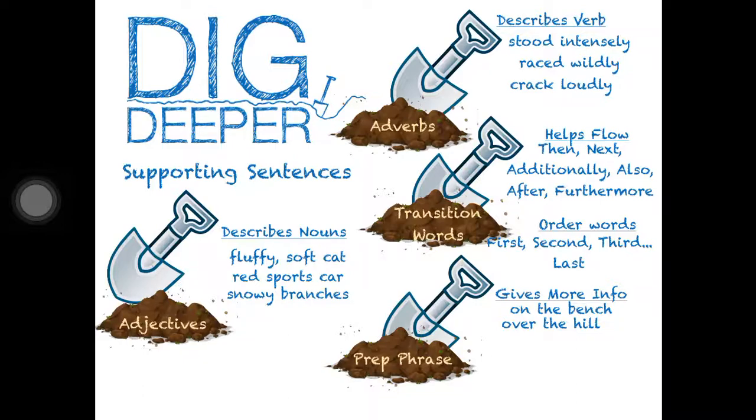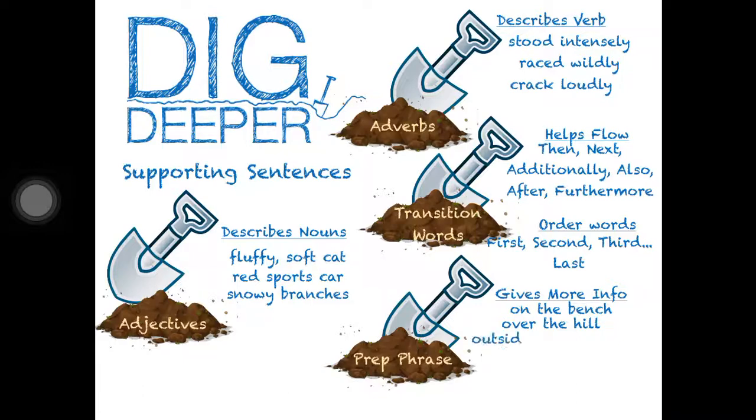This piece of information gives us a better image. Now we know that the red sports car is not on a racetrack. We know that it's out on the roads and it's going over a hill. And we can anticipate that something might happen since it's racing wildly going over a hill. And that's going to make your reader want to read further.